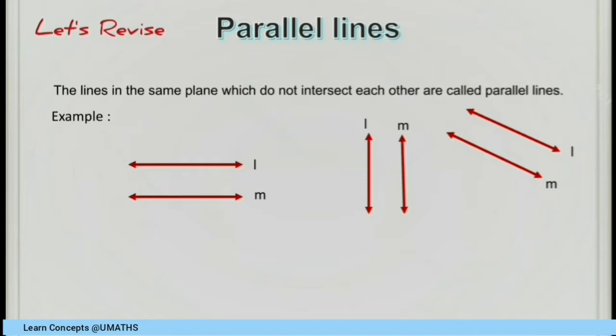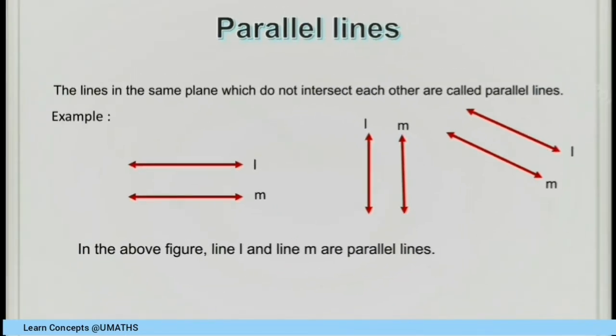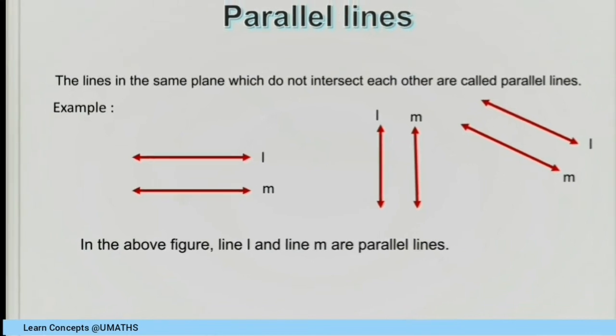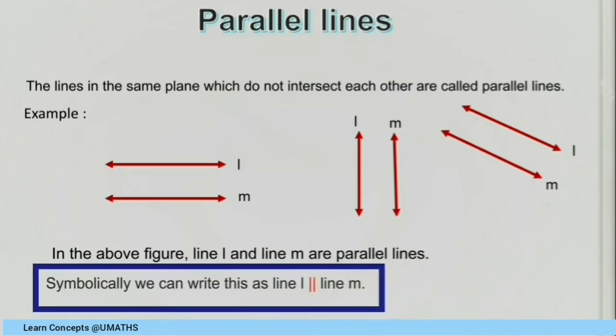So, you can see here line L and line M, these will never meet even though you extend them. You can see in the figure that line L and line M do not intersect each other, and the distance between those two lines is the same. Such lines are called parallel lines. So in the figure, line L and line M are parallel lines. Symbolically, we write this as line L parallel to line M, using two vertical lines.